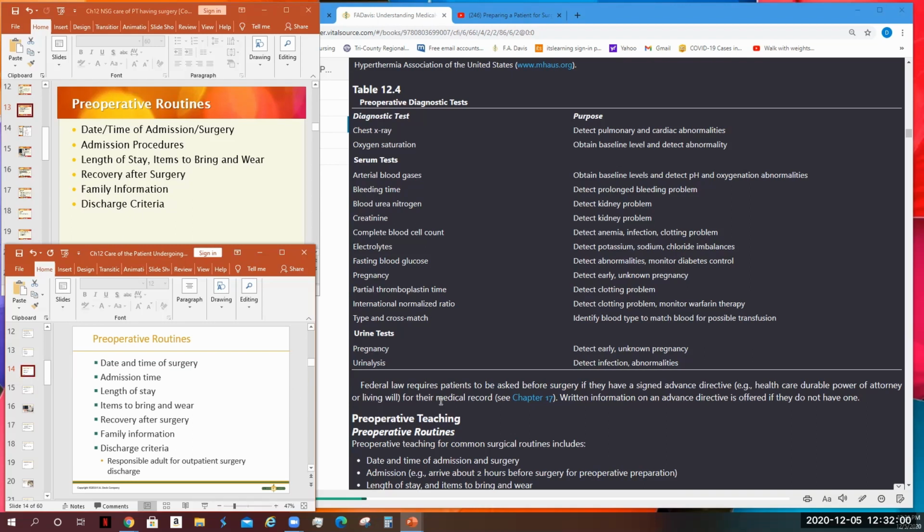Federal law requires patients to be asked before surgery if they have a signed advance directive, e.g., healthcare durable power of attorney or living will for their medical record. See Chapter 17. Written information on advance directive is offered if they do not have one.